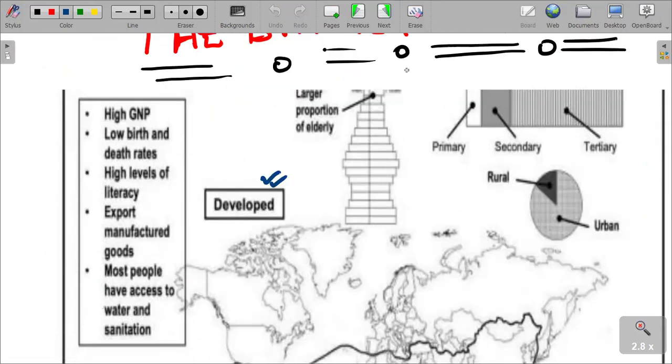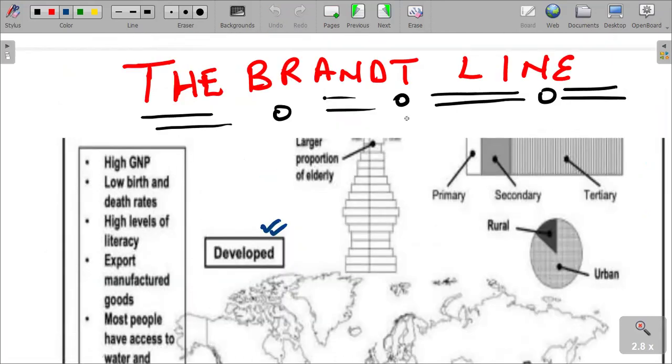So this is the Brandt line, as you can see there. What is happening there is that we have the developed countries. Developed countries have a high gross national product. They have a low birth rate and low death rate. These are due to sophisticated and improved healthcare services, high levels of literacy, which means access to education as an economic indicator, and export of manufactured goods.